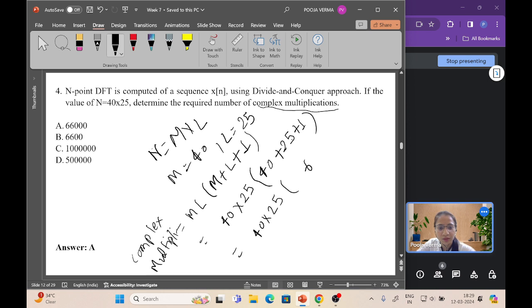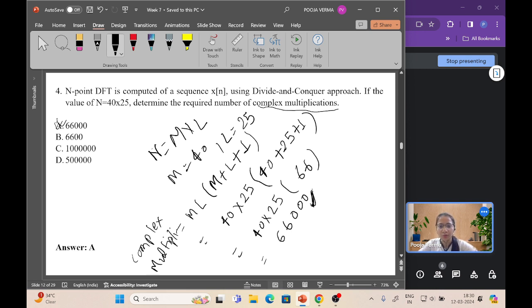So 66. That will come 40 multiplied by 25 and 66, 66,000. I have already instructed that please carry a calculator in order to compute those numbers. So if you multiply 40 into 25 and plus 66, you will get 66,000. So the correct option is A.